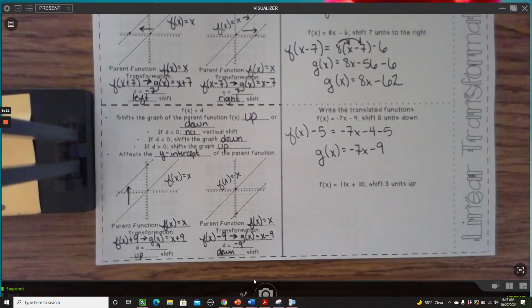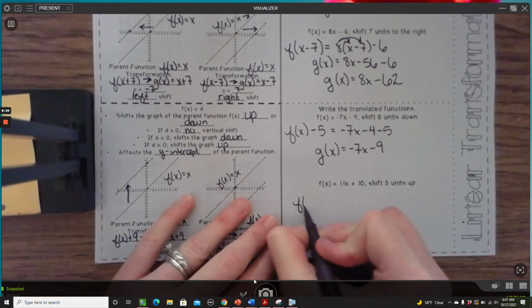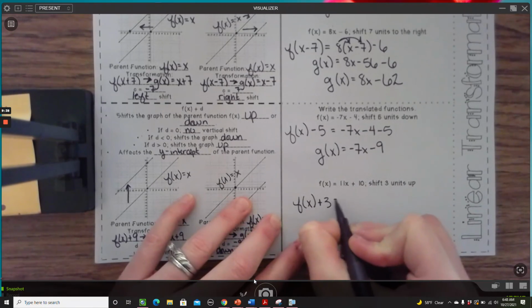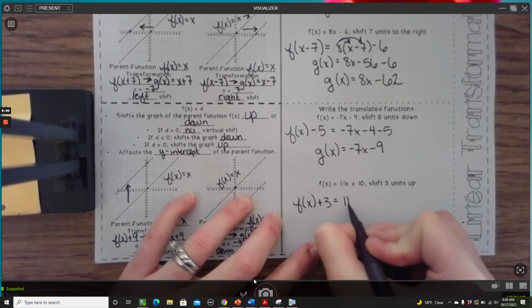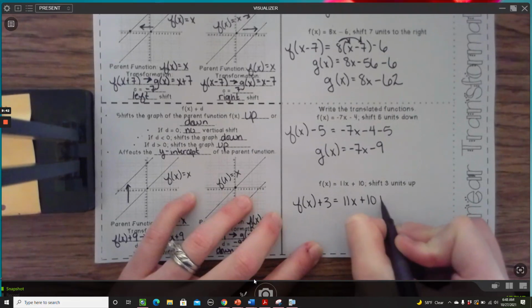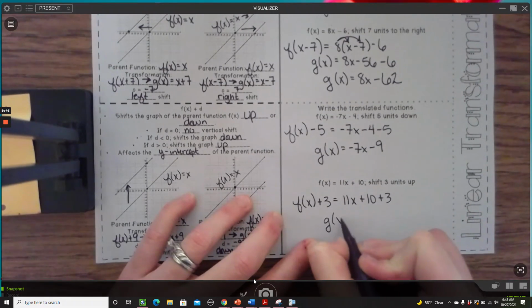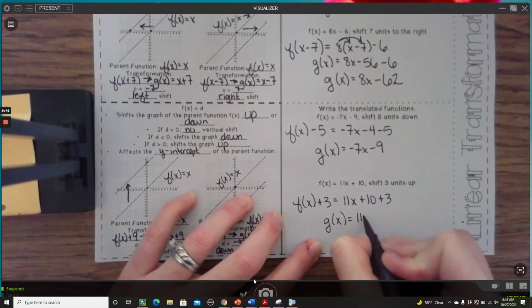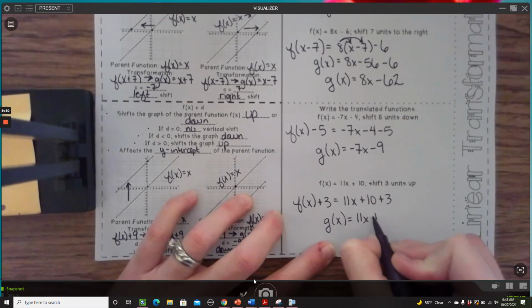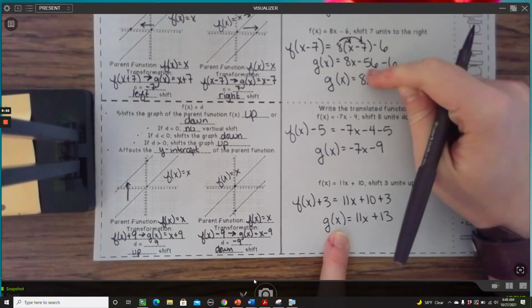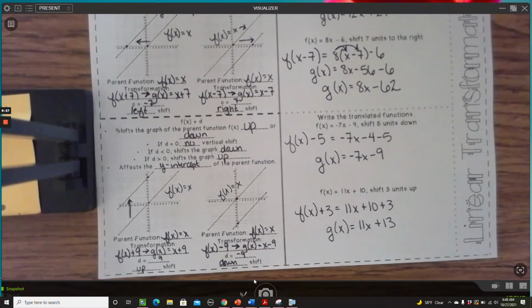All right, f of x equals 11x plus 10. We're going to shift this 3 units up. So f of x, we're going to add 3. So I would take this original function and just tack on plus 3 to the end. So my transformed function would be 11x, 10 plus 3 is 13. So 2 different ways to work the rules. It's just one of those things that you're going to have to memorize.